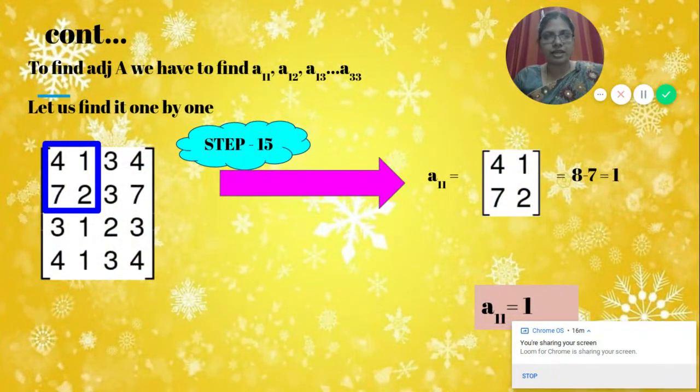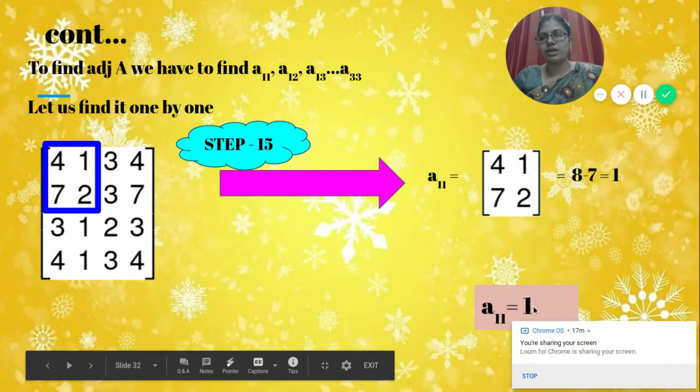Now we have to find the elements, that is A11, A12, A13, A33, etc. You have to find all the elements. To find A11, I have taken the 2 cross 2 matrix, 4, 1, 7, 2. 4 2s are 8 minus 7 1s are 7. 8 minus 7 is equal to 1. So A11 is equal to 1.